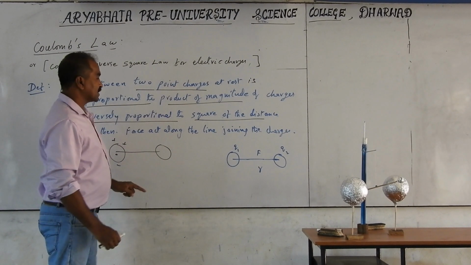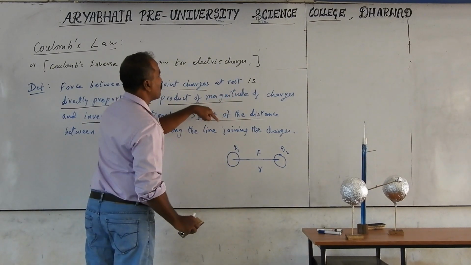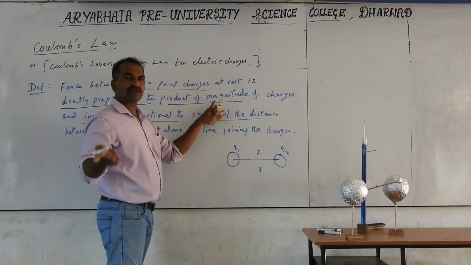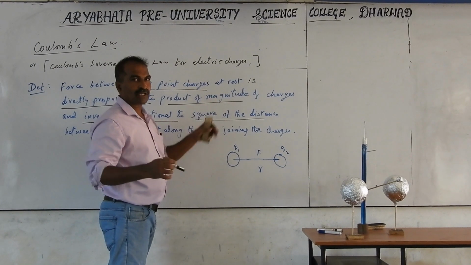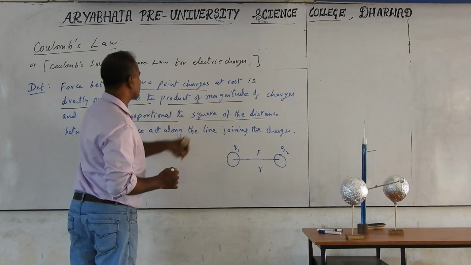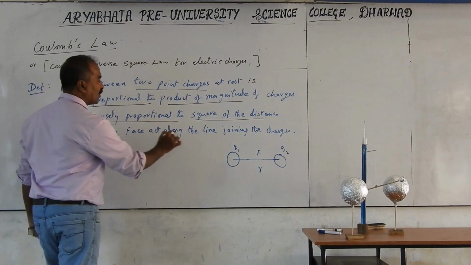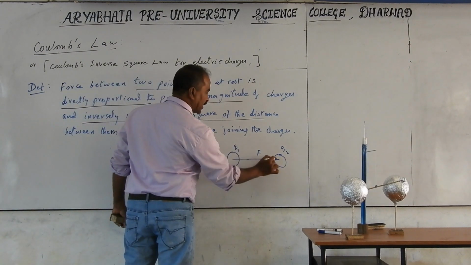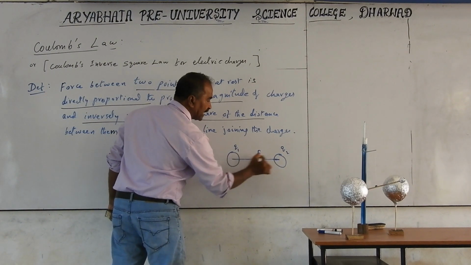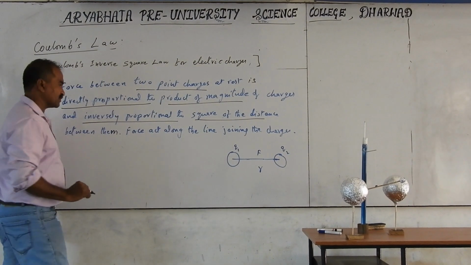Force between the two point charges is directly proportional to the product of the magnitude of the charges. Magnitude means you take only the positive values. Don't consider the negative values. Even if you have a negative charge, you take it as a positive one. And it is inversely proportional to the square of the distance between them. And this force acts along the line joining the charges. The line joining the charges means we take the point charges and the line passing through the centers of the charges. If you take spheres, you have to join the centers of the spheres.